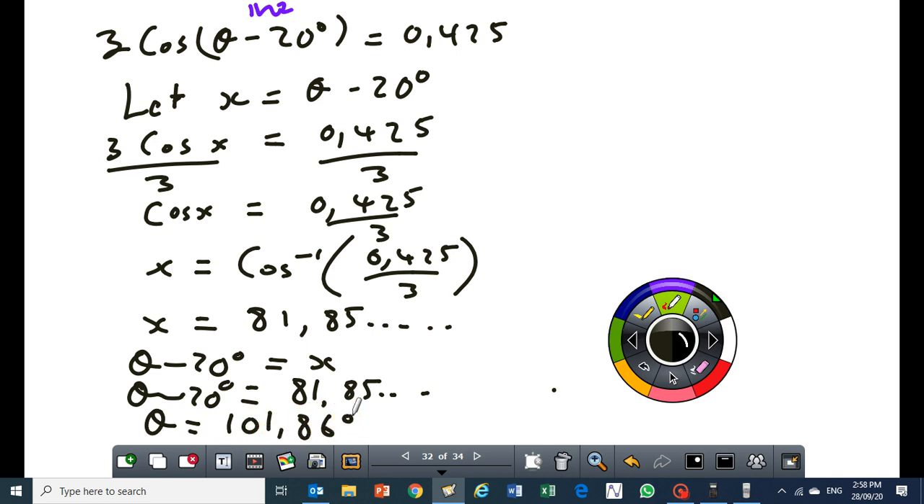So this is another method if you like it. If you don't like it, it's fine. But you can also do it this way. You can introduce a second variable, then go back to the original variable.